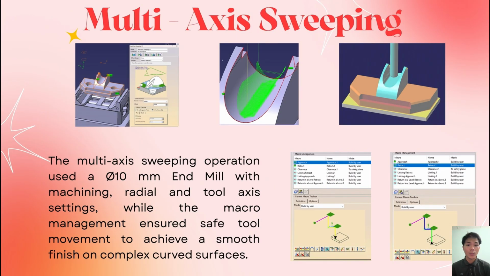For the last process, multi-axis sweeping, we use it on the complex surface and the diameter of the tool is a 10 mm end mill with machining radius and tool axis settings, while the macro management adjusts safe tool movement to achieve a smooth finish on a complex curved surface. Basically, for this process, we use two passes. The first one is for semi-finishing and the last one is for finishing, because we want a good surface.